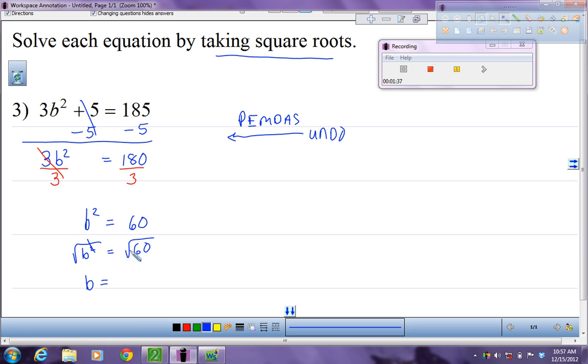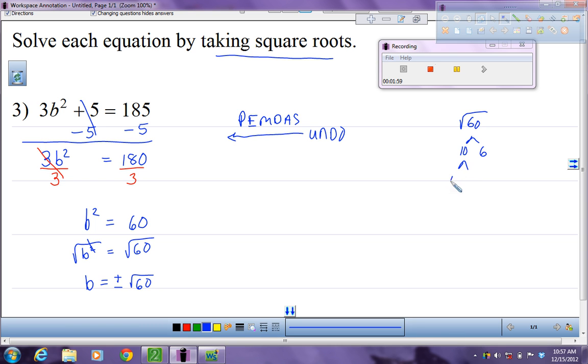But since we're solving and we square rooted both sides, you always consider the positive and the negative. And you can't just leave the square root of 60 like that. I need you to simplify it, right? I don't have enough space here, so I'm going to simplify it over here. Square root of 60, I know it ends in a 0, so it'll be 10 times 6, right?